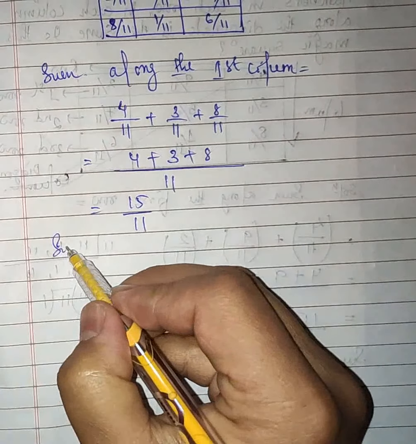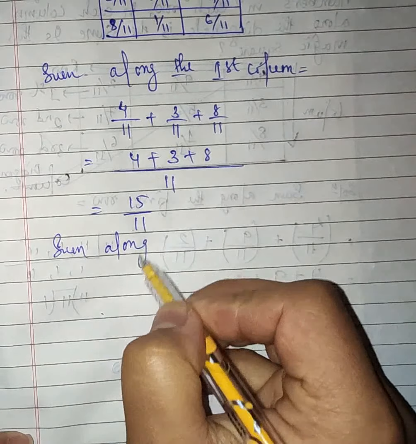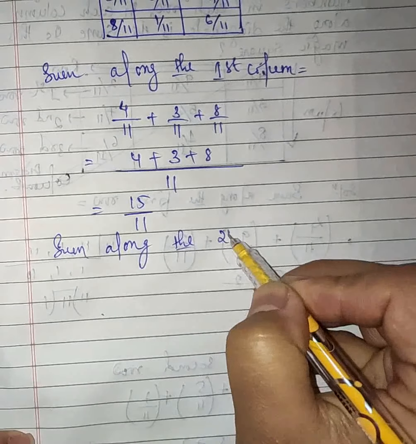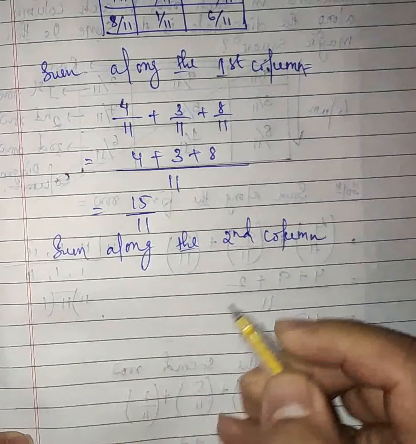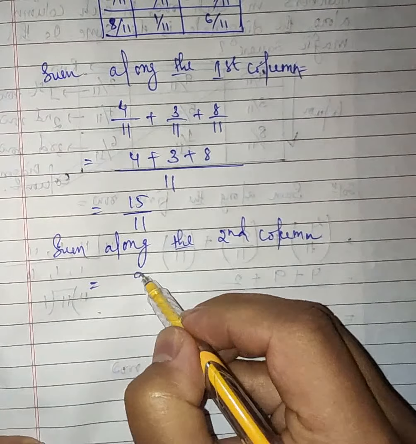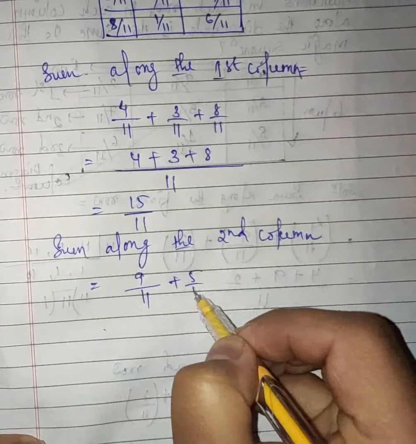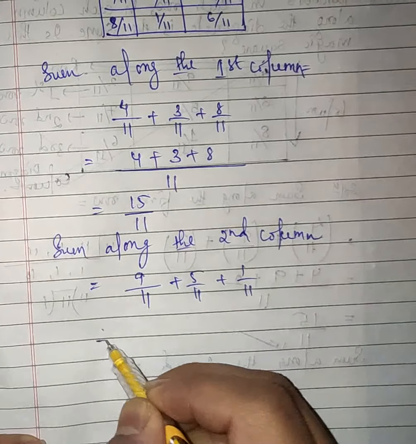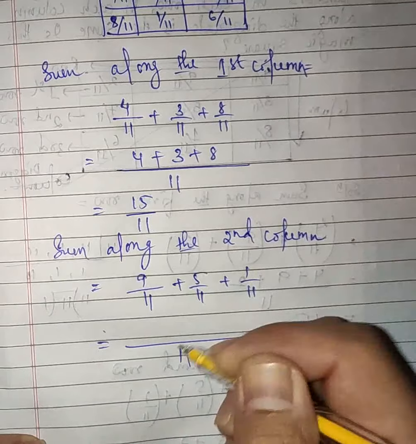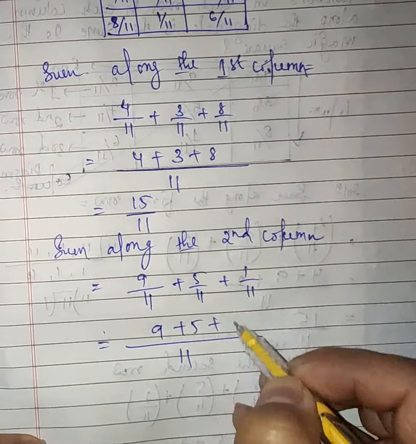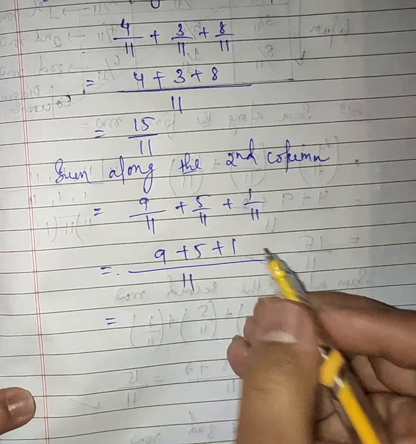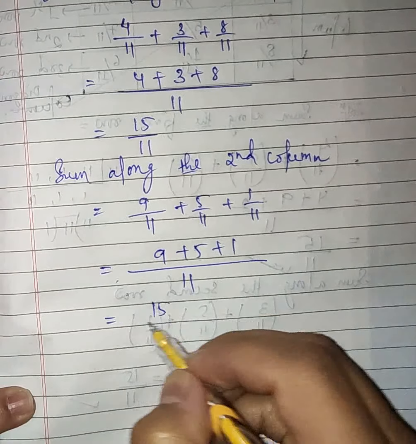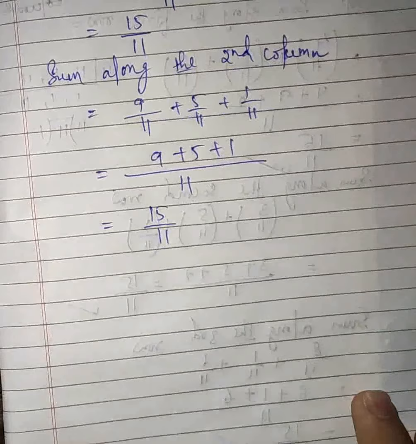Now adding the second column, sum along the second column. Alright, so what is our second column? 9 by 11 plus 5 by 11 plus 1 by 11. Alright, so 11 is again the LCM here, 9 plus 5 plus 1. So 9 plus 5 is 14, and 14 plus 1 is 15 by 11. Again 15 by 11 we got.